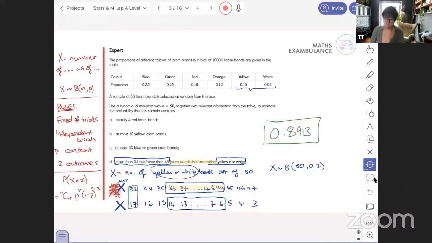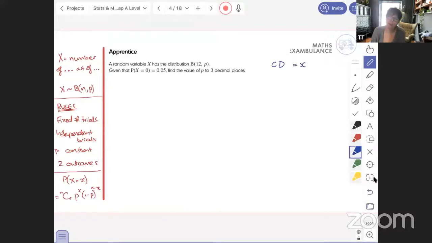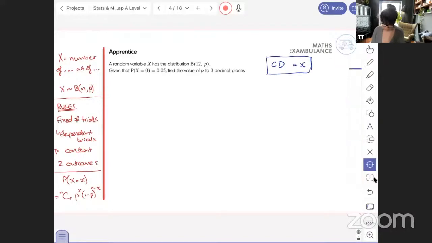Okay, moving on. Now, there is one thing which I have not told you, which is how the calculator is getting these numbers, particularly how it's getting the numbers when you ask it to do the CD. So that's equals X. When you ask it to do PD, it's just adding them all up. But when you ask it to do CD, it's using a formula. And you need to know that formula, and that formula is down here.